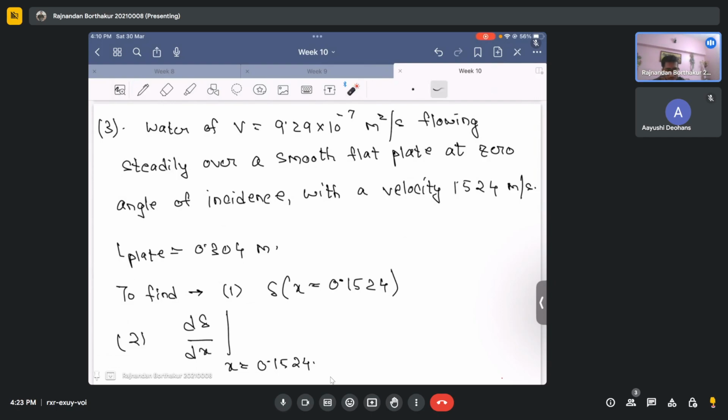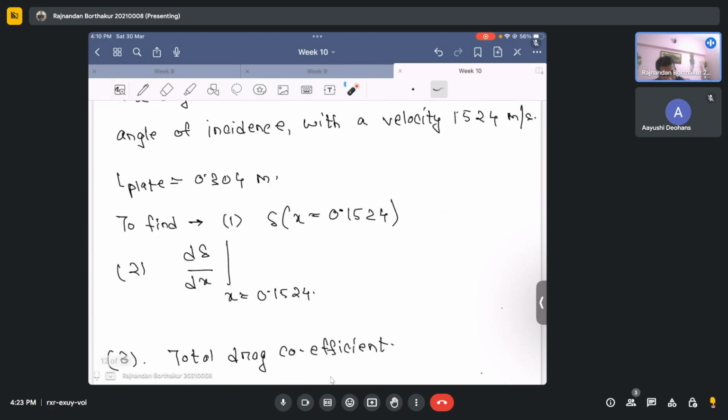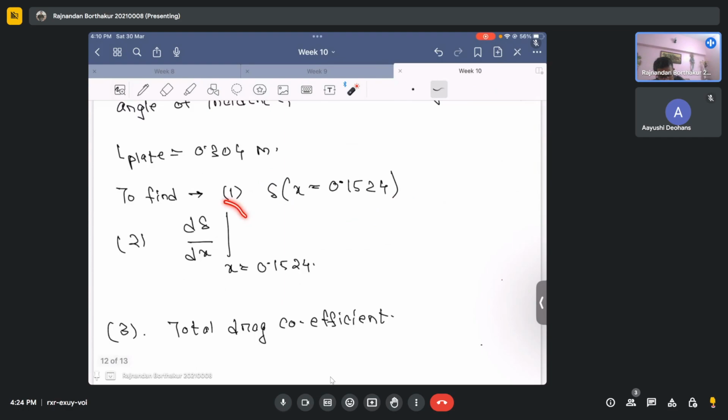If this problem is clear, this is again an easy problem, but a more practical one. It says there is water flowing. This is the typical order of magnitude of kinematic viscosity of water. It is flowing over a smooth flat plate at zero angle of incidence with this velocity. The length of the plate is this. They're asking what is the boundary layer thickness at x equal to 0.1524, and how the boundary layer thickness varies with x, that is, to evaluate d delta by dx.